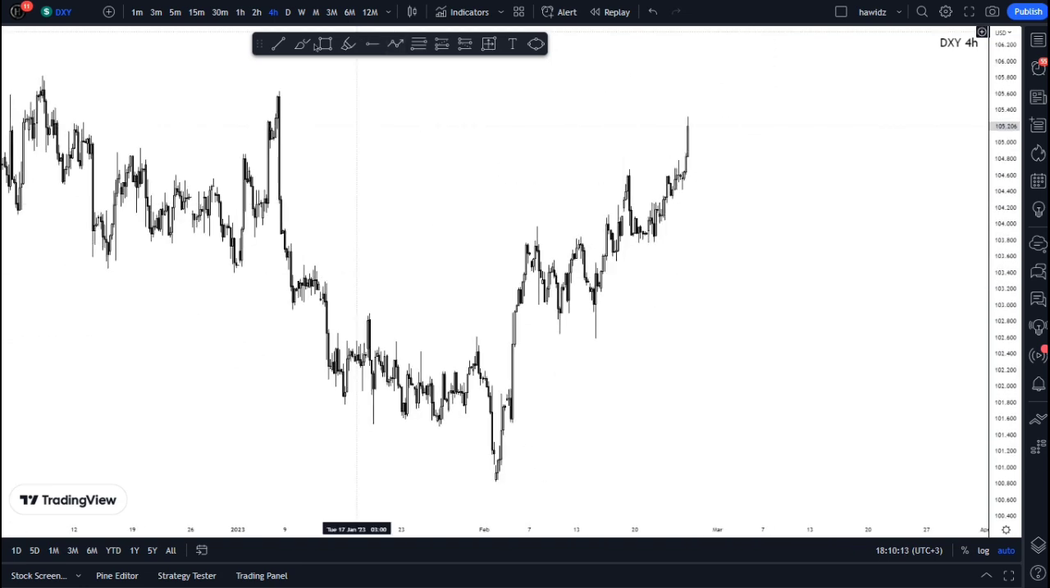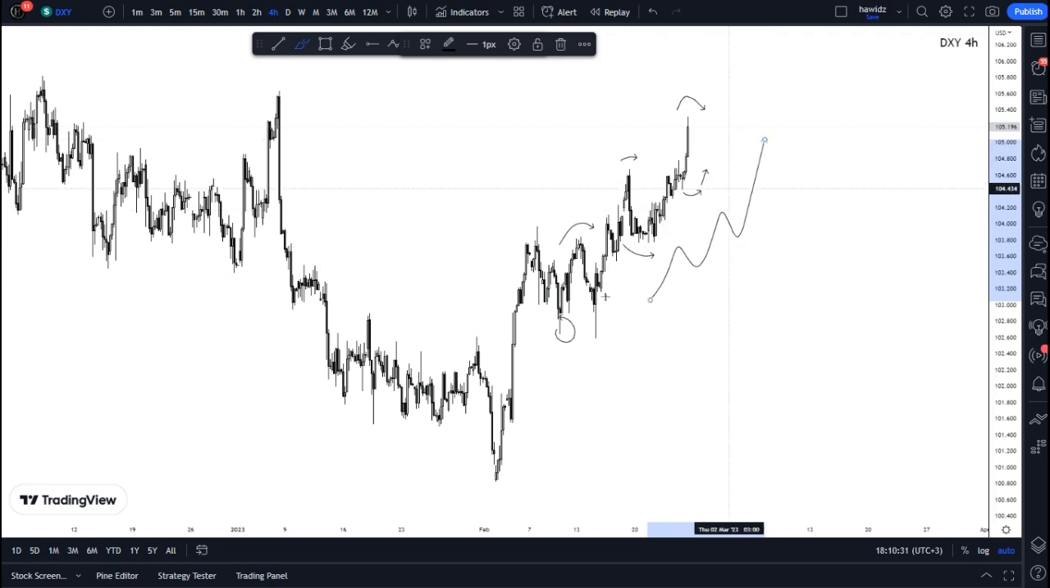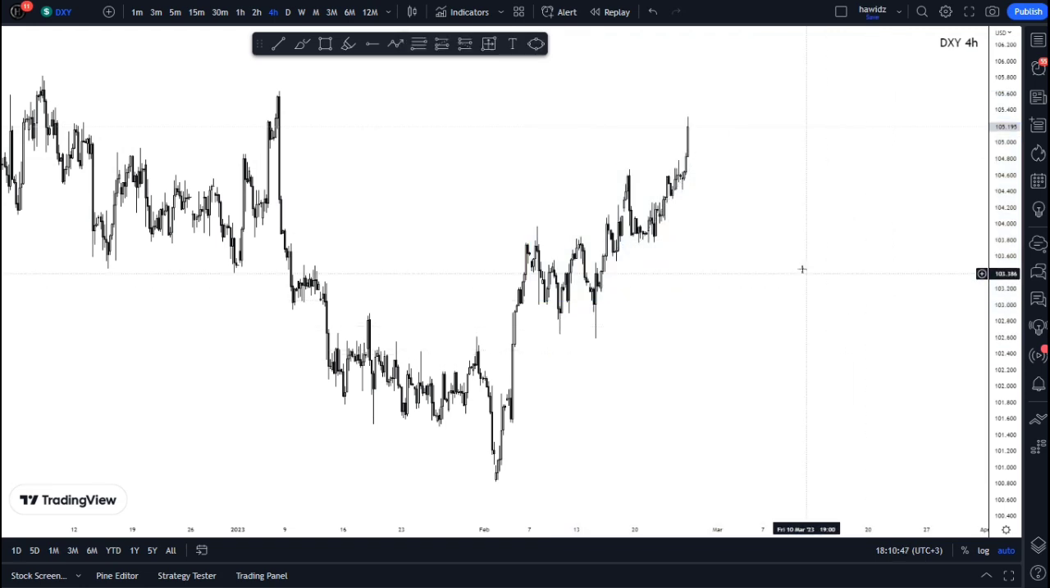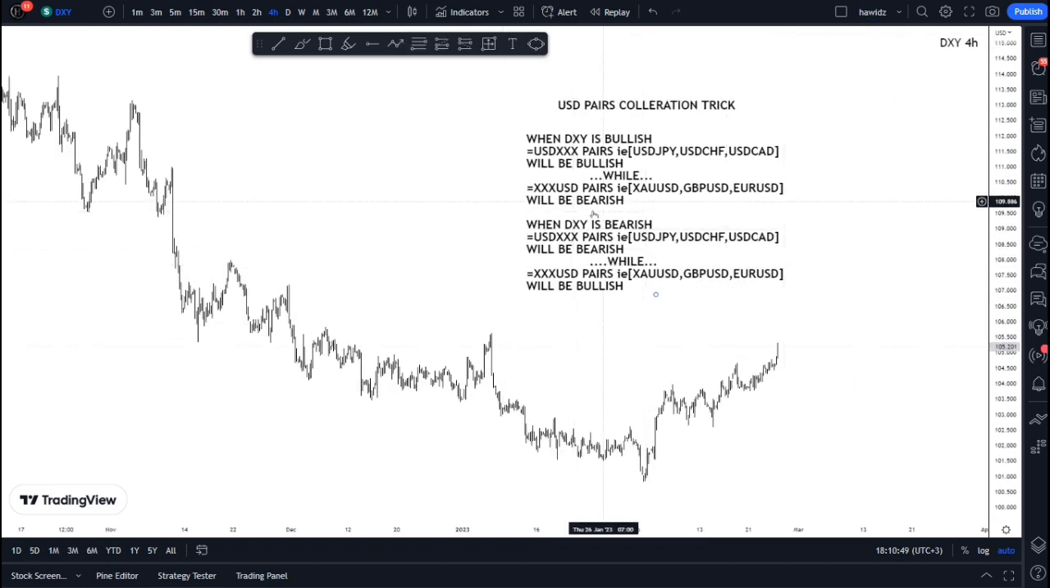So when this market here is bullish, like it is, creating constant highs and lows, then USD pairs like USDJPY, USDCHF, and USDCAD will also be bullish and moving in almost the same way as the DXY is pushing. And the opposite applies for XXX USD pairs like GBPUSD and EURUSD, where they'll be pushing in a bearish scenario. Now, let's understand the second scenario.